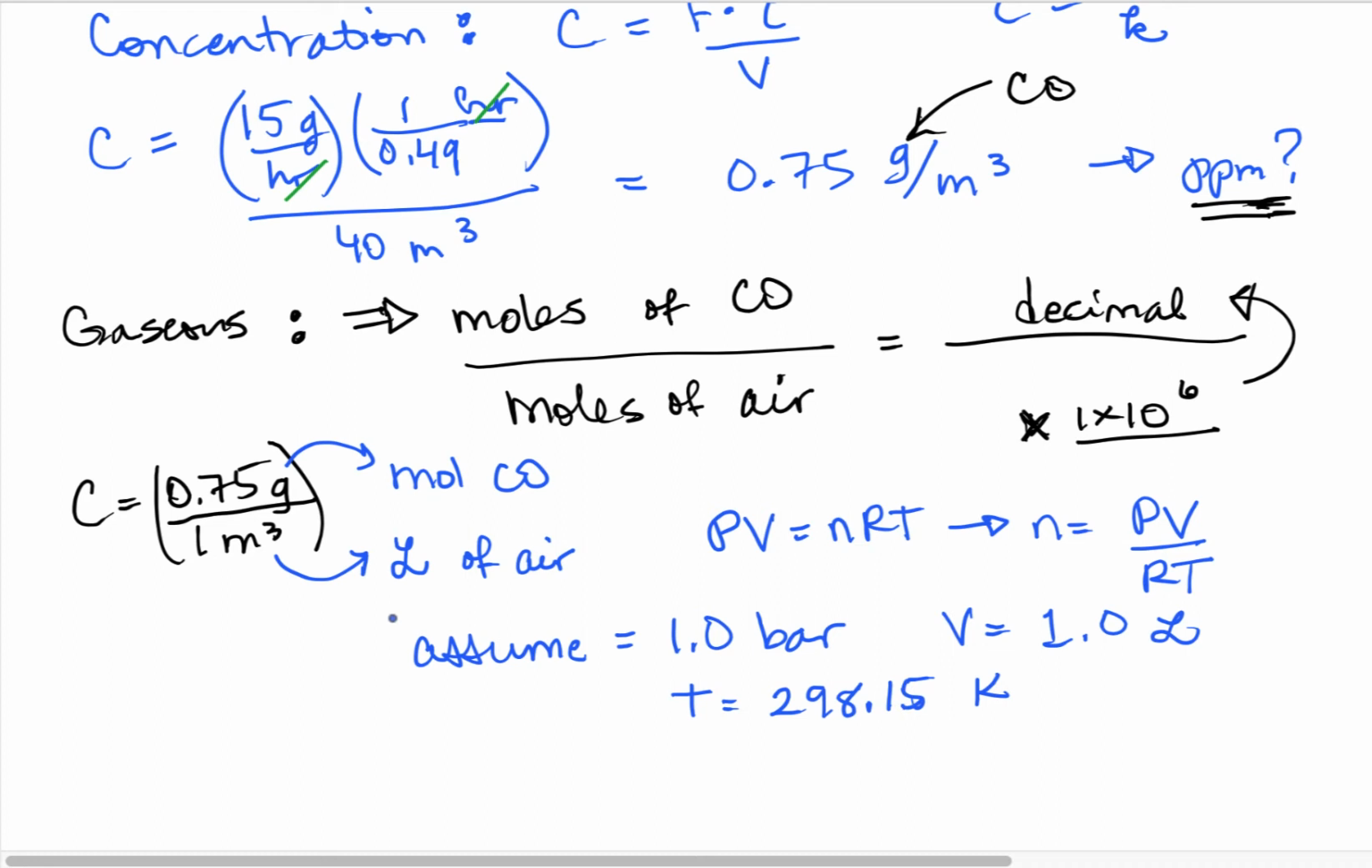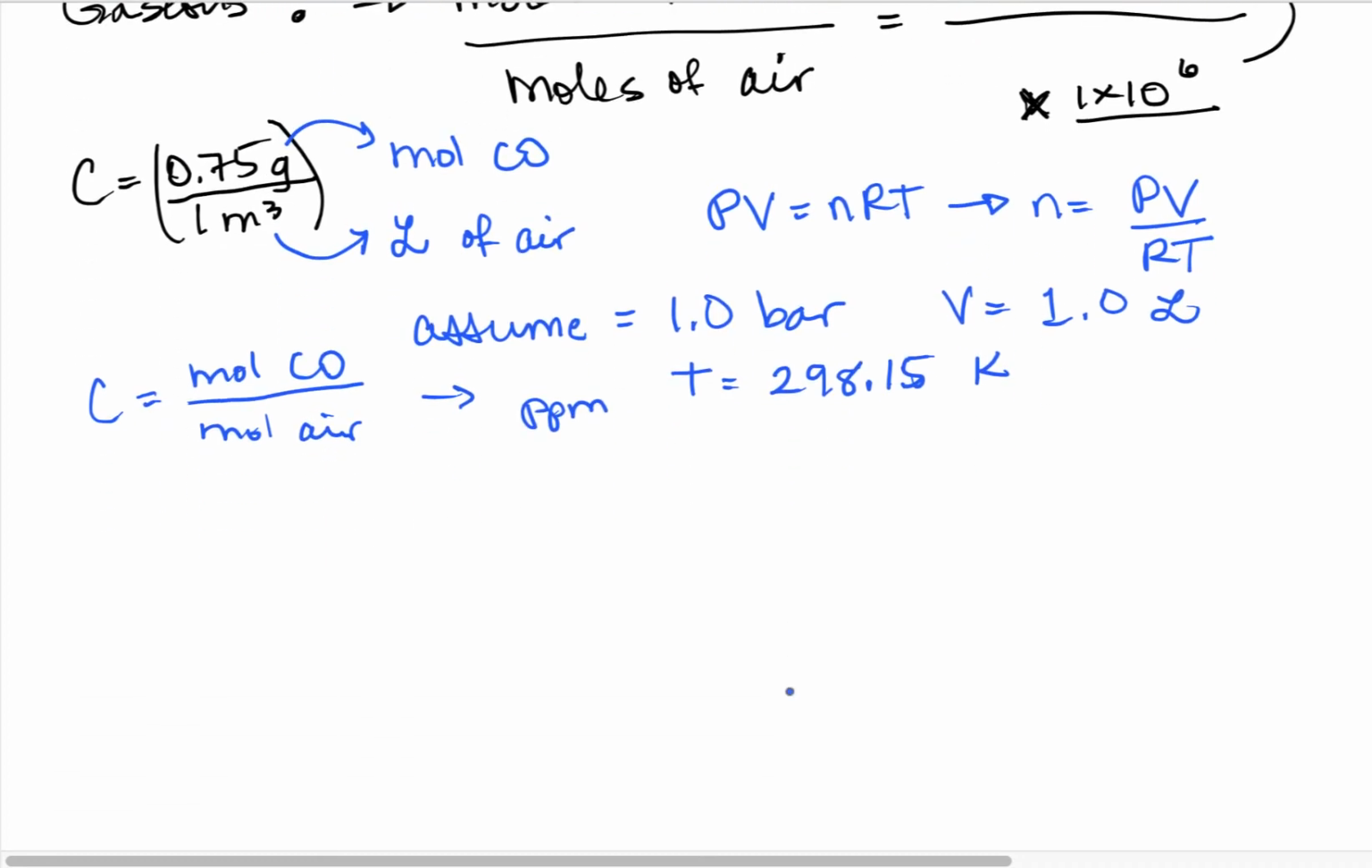So go ahead and pause the video, take your time, and calculate grams per mole, grams into moles of carbon monoxide. Our goal is to have moles of carbon dioxide over moles of air, and then multiply by 1,000,000 to get parts per million. Okay, pause the video, and then rejoin me in a moment.